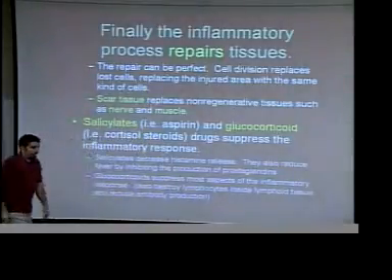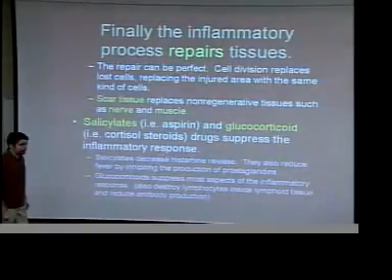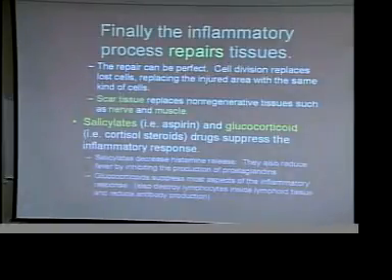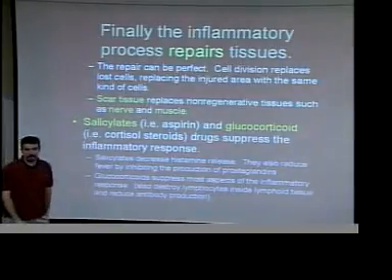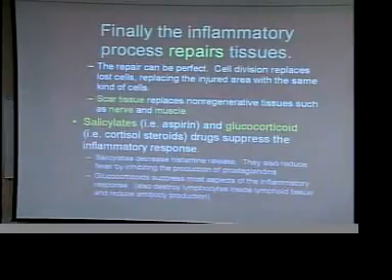Okay, another thing inflammation does is help repair tissues by bringing in all the necessary factors to do so. Some of the repair can be perfect, depending on what was damaged, obviously. Scar tissue is the replacement of cells that are non-regenerative, your muscle cells, your nerve cells, that kind of stuff.